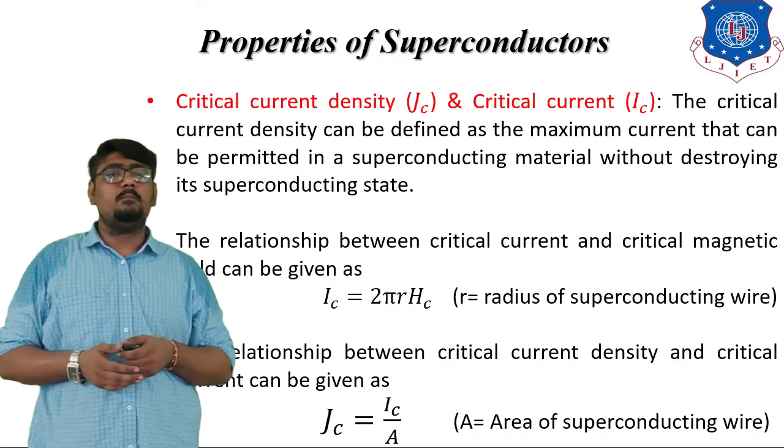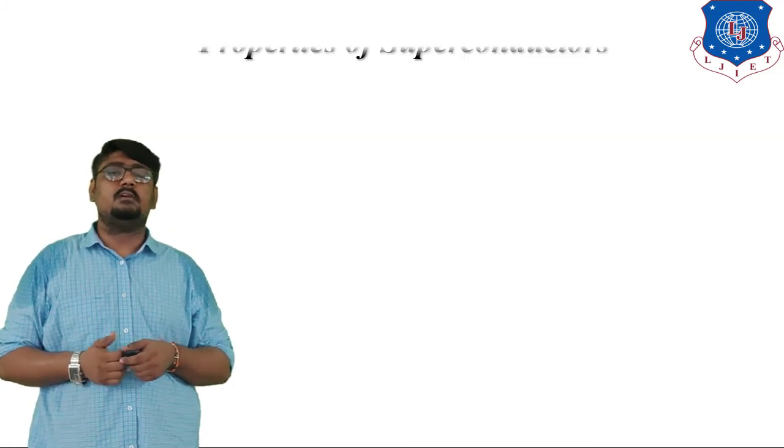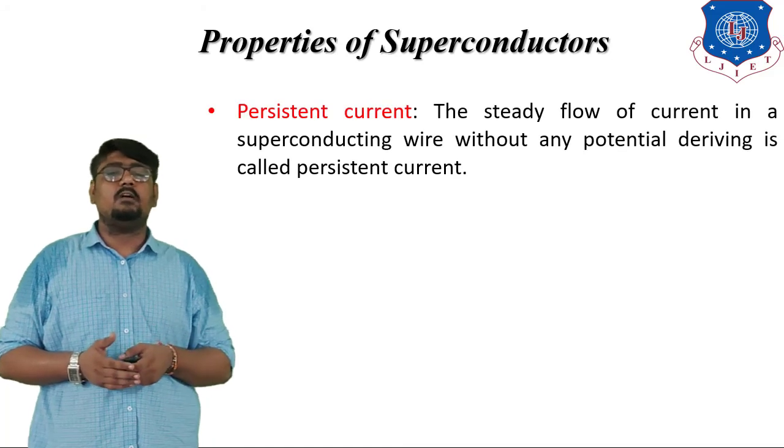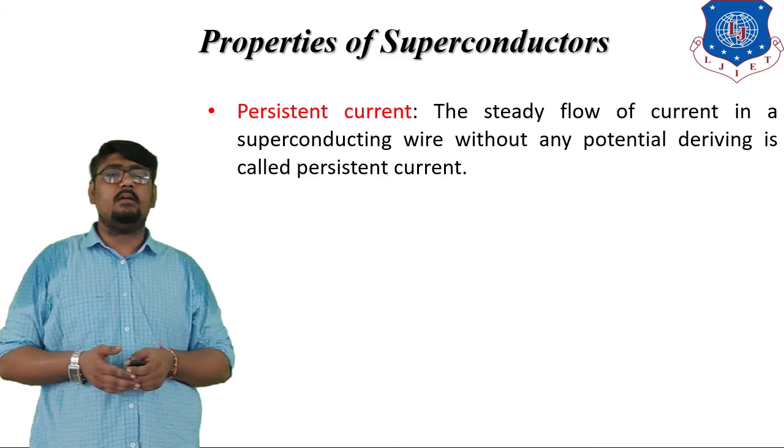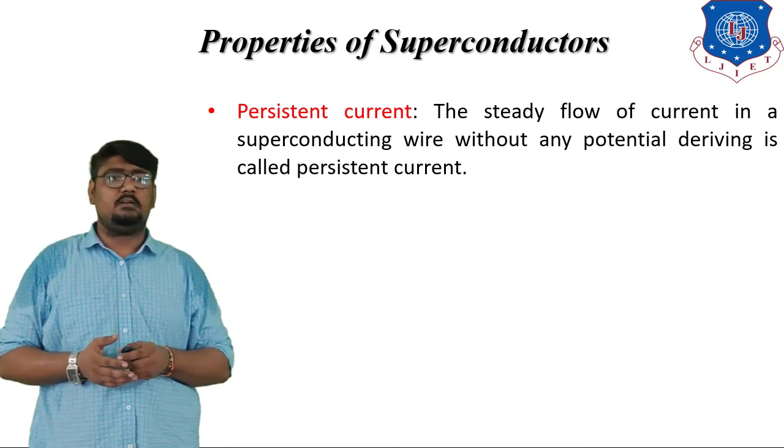Now the last important property is persistent current. The steady flow of current in a superconducting wire without any potential driving is known as a persistent current.